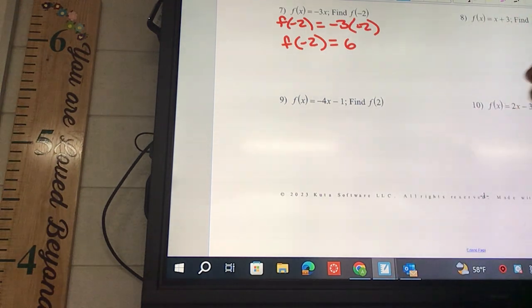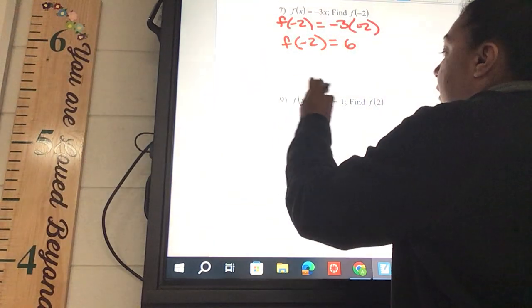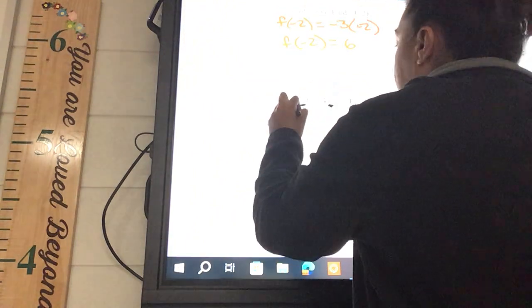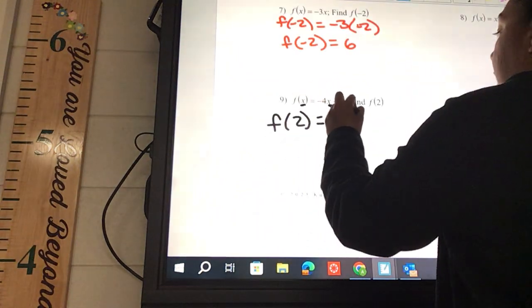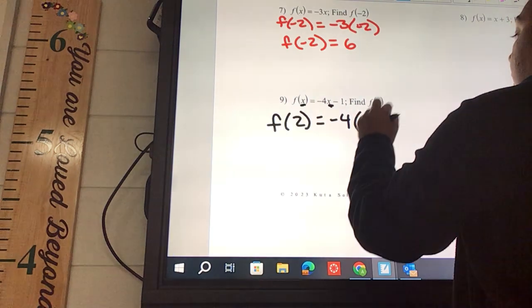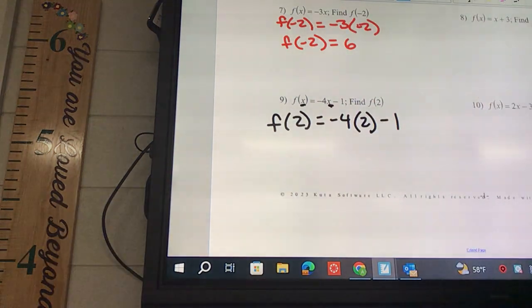Okay, 9. What am I plugging in everywhere? Find f of what? 2. Everywhere there's an x, I'm going to be plugging in a 2, which is right here and right here. So I got f of 2 equals -4 times 2 minus 1. Okay, and again, you can type all that in a calculator.